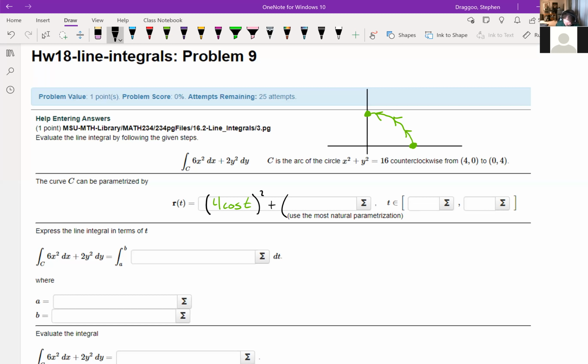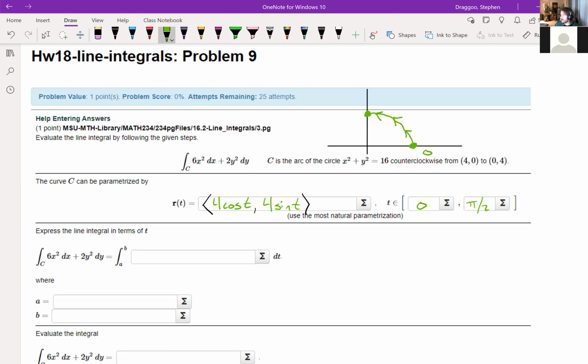Wait, slow down. That's not a parameterization. That's just the circle. Yeah, 4 cosine t for x, 4 sine t for y. I don't know why I was trying to square them and add them up. Yeah, so that curve can be parameterized by 4 cosine t for x, 4 sine t for y, just like we said. And then our angle, our t value, is going to go from 0 to pi over 2.